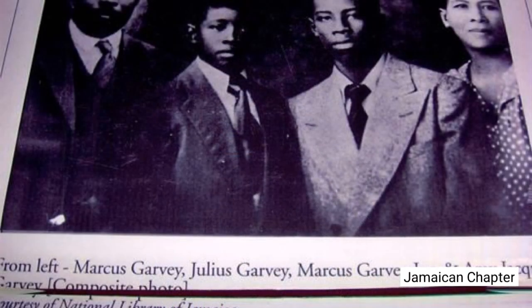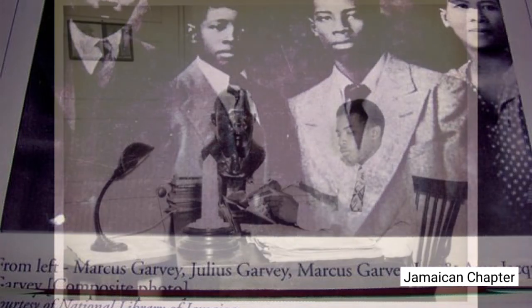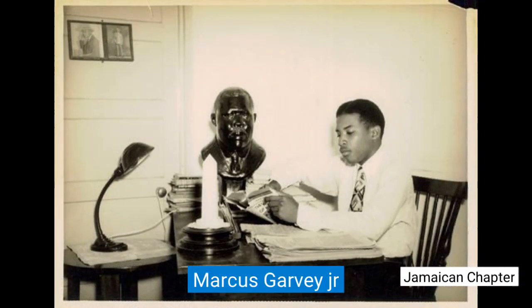Amy Jacques is the second wife of Garvey, because Marcus Garvey was married to another Amy before. That's Amy Ashwood. But this video is about Amy Jacques, the second wife. So she became Marcus Garvey's second wife in 1922. Amy and Garvey had two sons together. The first son, Marcus Garvey Jr., was born on September 17, 1930 in St. Andrew, Jamaica.